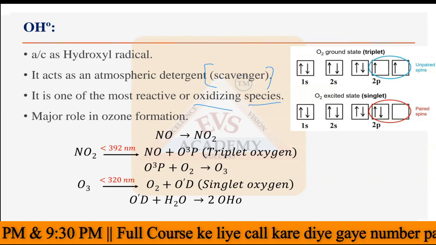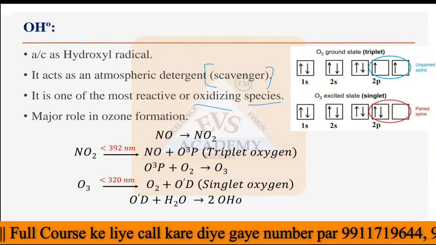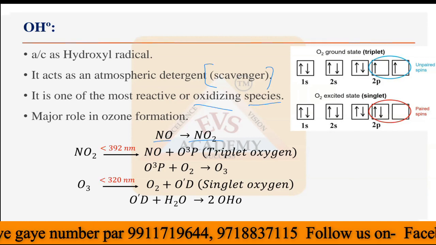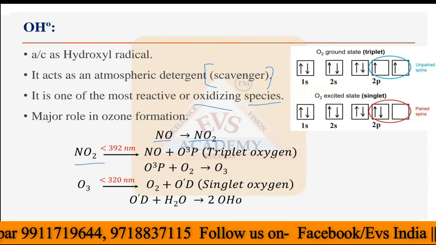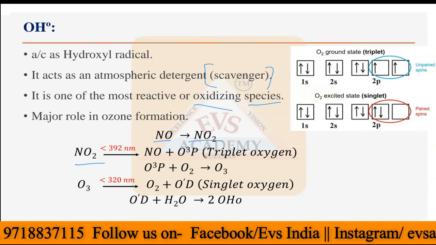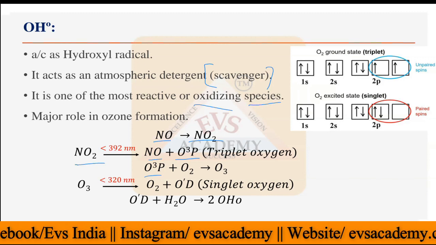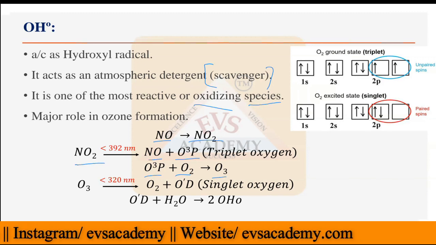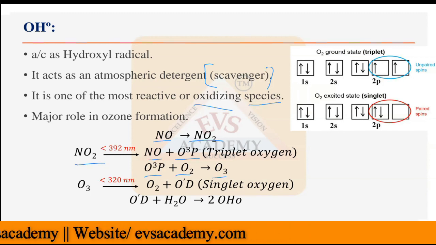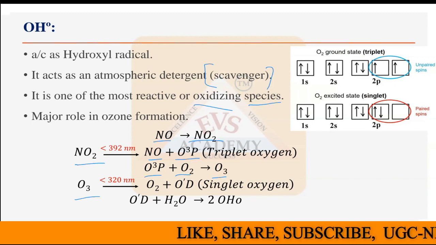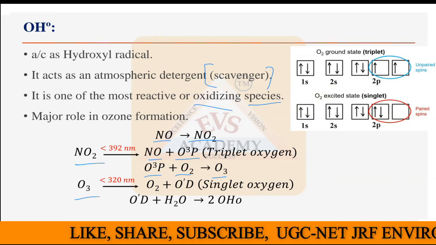Now here you can see the reactions involved with the OH radical. This reaction we have already seen, NO converted into NO2. This NO2, in the presence of light of wavelength less than 392 nm, will be converted into NO plus triplet oxygen, O3P. This O3P will react with oxygen and create the ozone molecule. And then suppose this O3 is again, as I have told you, exposed to 300 nanometer wavelength light, which has more energy.